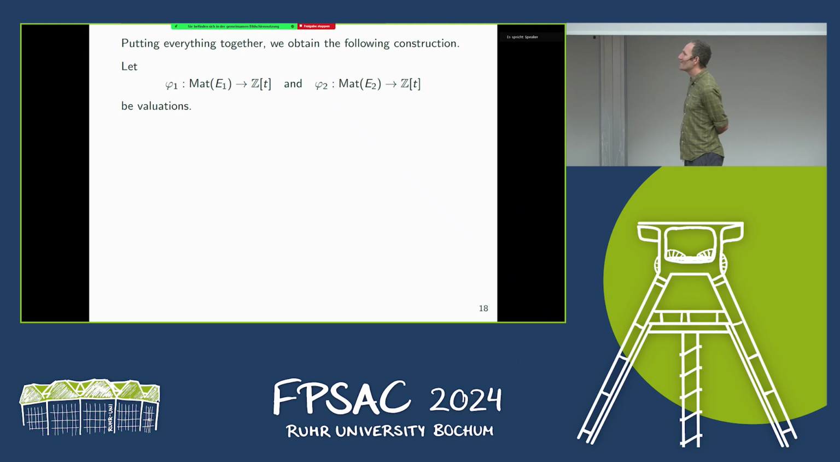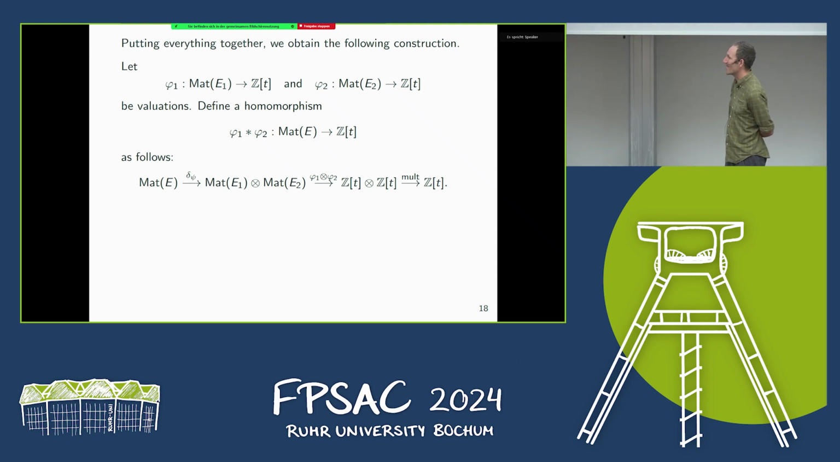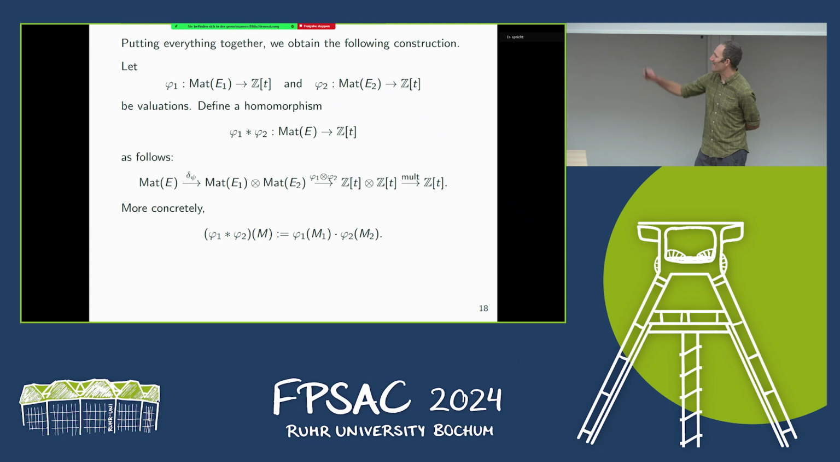Suppose I have an invariant of matroids on E1 that takes values in a polynomial ring, and I have an invariant of matroids on E2 that takes values in a polynomial ring, and they're both valuative. They're both valuations. I'm going to define an invariant of matroids on E. So what do I do? I take my matroid on E, I break it into a matroid on E1 and a matroid on E2. I apply my first valuation to the matroid on E1, my second valuation to the matroid on E2, and I multiply them together. Right, so that's exactly what I just said.